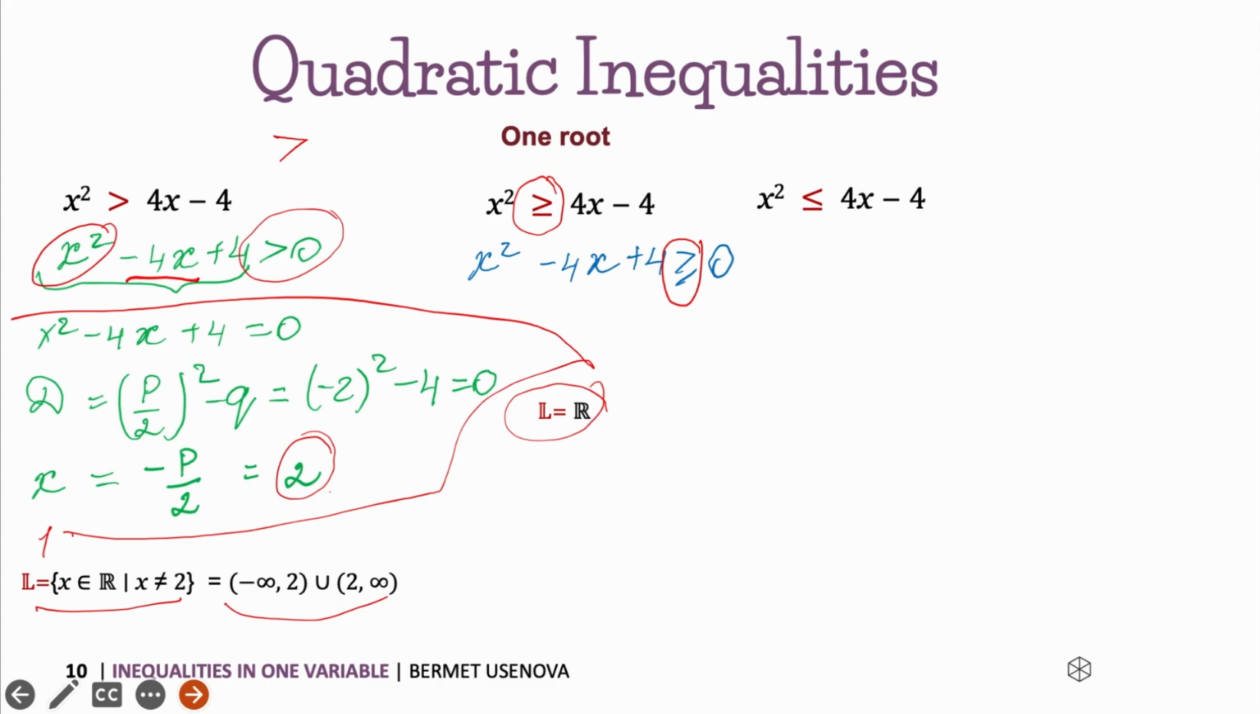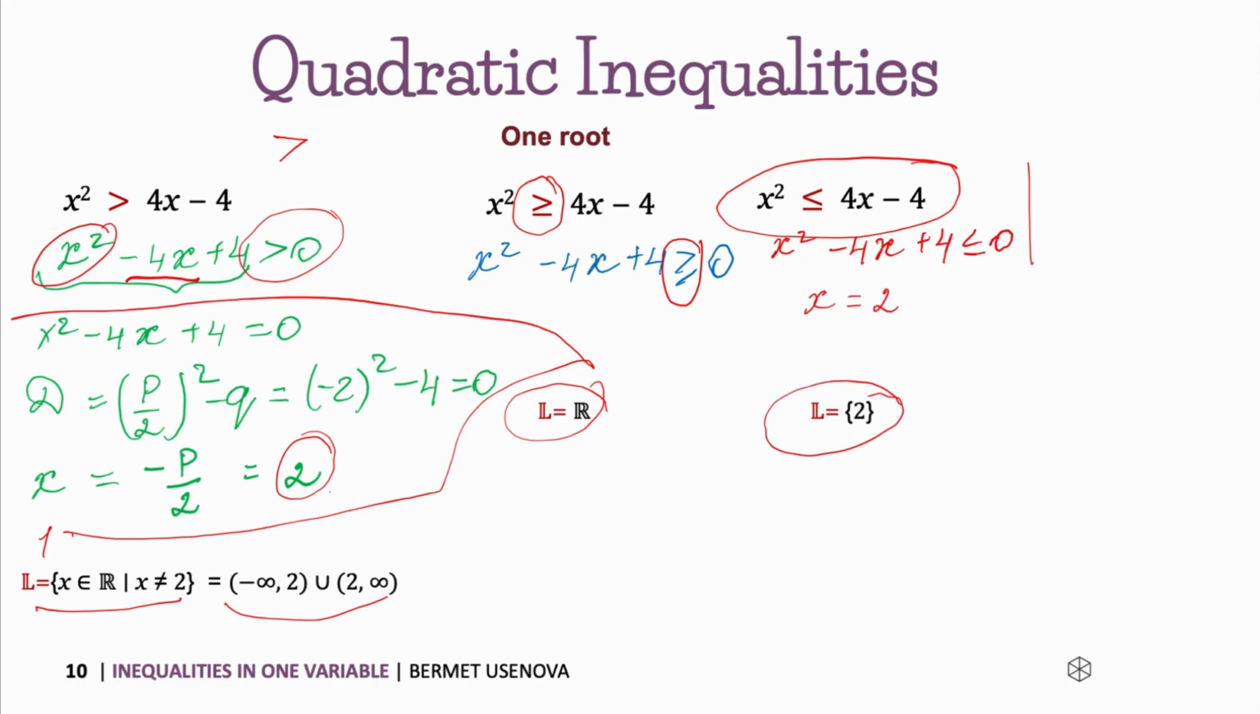Next one is also the same quadratic term, x squared minus 4x plus 4, but this time it is less than or equal to 0. This is very interesting. This one can only be fulfilled when x is equal to 2. Then it will be equal to 0, right, when we have one root. So for this particular inequality, our solution set will only include 2, because all the other numbers will automatically give us something larger than 0. That's why our solution set will be just the single point 2.